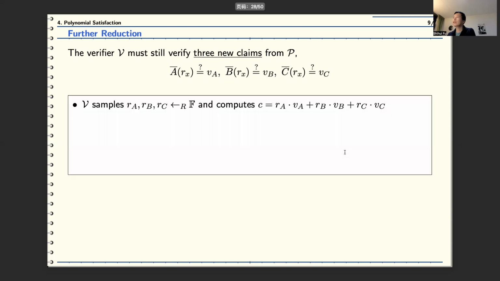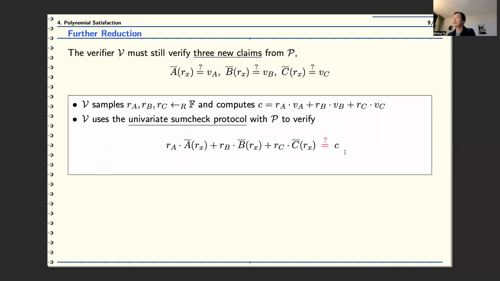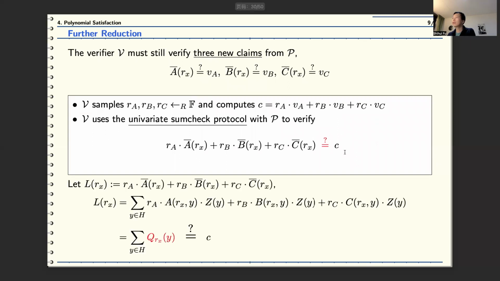We can do this in a very efficient way, not checking them separately one by one. The idea is that the verifier samples three challenges and sends them to the prover. Then the prover proves this combined claim. We can further rewrite this combined claim as this. Actually, this combined claim is a sum check. Then we use the univariate sum check protocol.